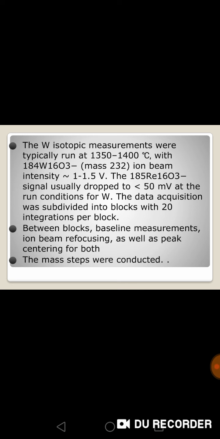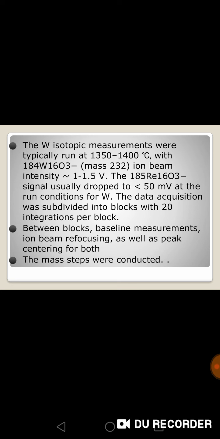Next, the tungsten isotopic measurements were typically run at 1350 to 1400 degrees centigrade. That is really high temperature for this, and we have to do this at this temperature.